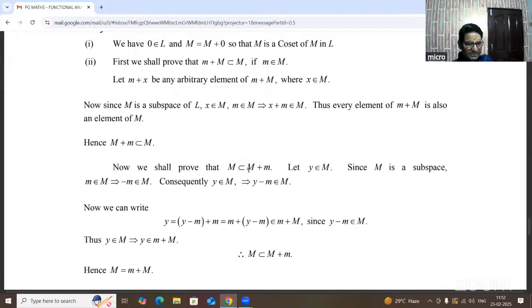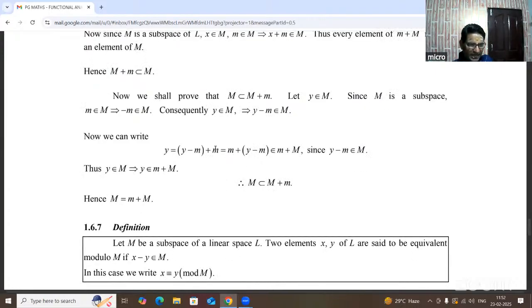We are taking any element, a small y in capital M. Consequently, y minus m is also in M, because for every non-zero element the inverse exists. So y minus m belongs to capital M. So y can also be written as y minus m plus m. So y minus m is in capital M, so capital M plus small m, or small m plus, now this can also be written as m plus y minus m. So this element also belongs to m plus capital M. So that's why y belongs to M implies y belongs to small m plus capital M.